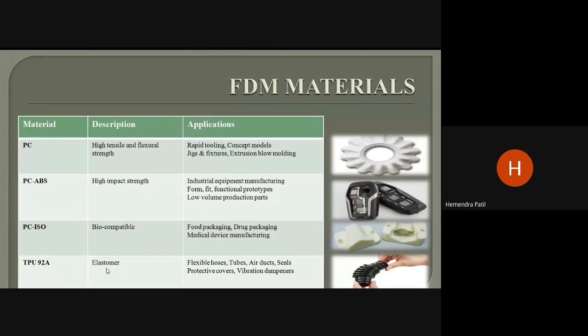TPU92A is an elastomer and flexible, and comes in the category of flexible materials, which are used for making parts like flexible hoses, tubes, air duct seals, protective covers and vibration dampers.